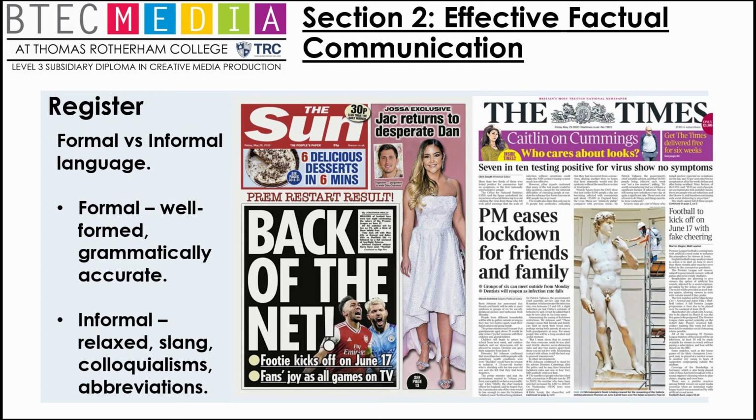Okay, formal means it's well formed, it's grammatically accurate, it might be a bit more challenging, it might be a bit more of what you might refer to as traditional English, okay, a bit more old-fashioned potentially. Whereas informal is much more relaxed, it's much more open to use of slang and colloquialisms and abbreviations.